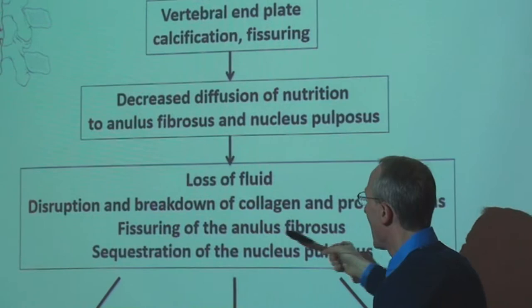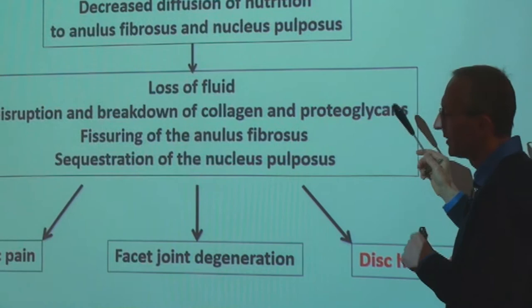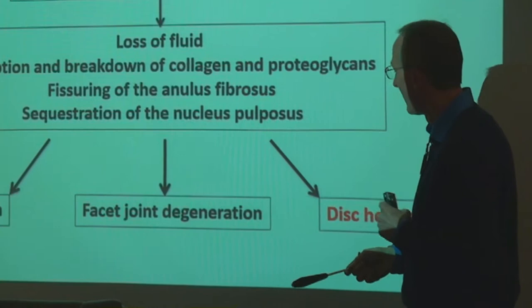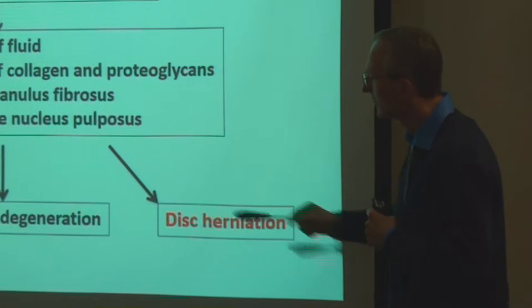In very large categories, we could say that this could lead to discogenic low back pain, facet joint degeneration, which again consequently could lead to instability or low back pain, and the theme of our talk today, disc herniation. Let's concentrate on disc herniation. Why?